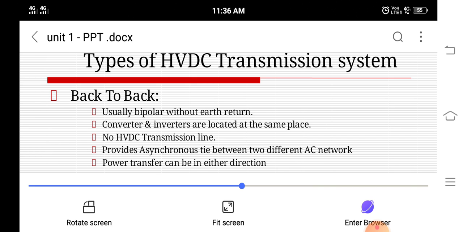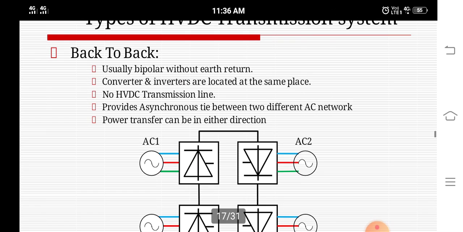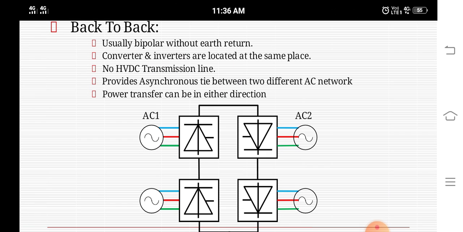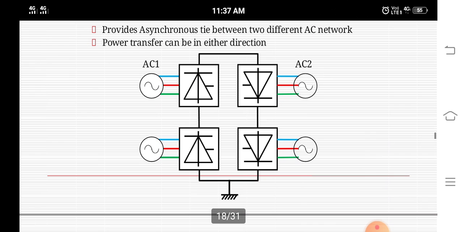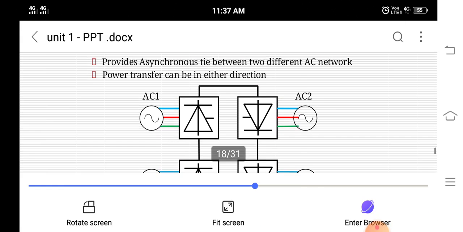It provides an asynchronous tie between two different AC networks. HVDC does not have a synchronous tie. So HVDC always provides an asynchronous tie between two different AC networks. Power transfer can be in either direction. This is the picture of the back-to-back connection.